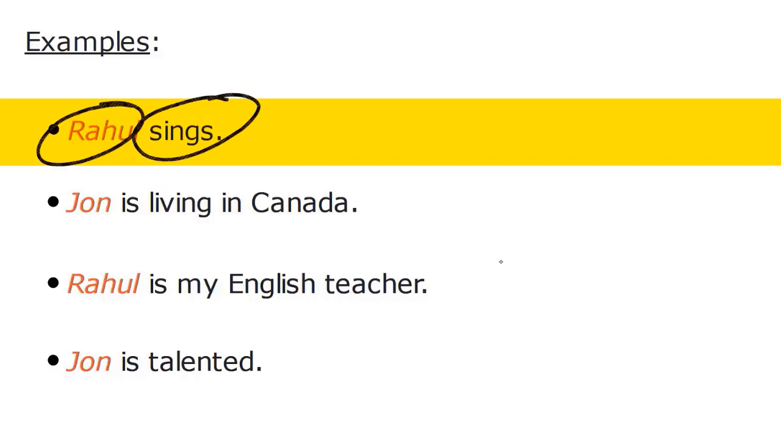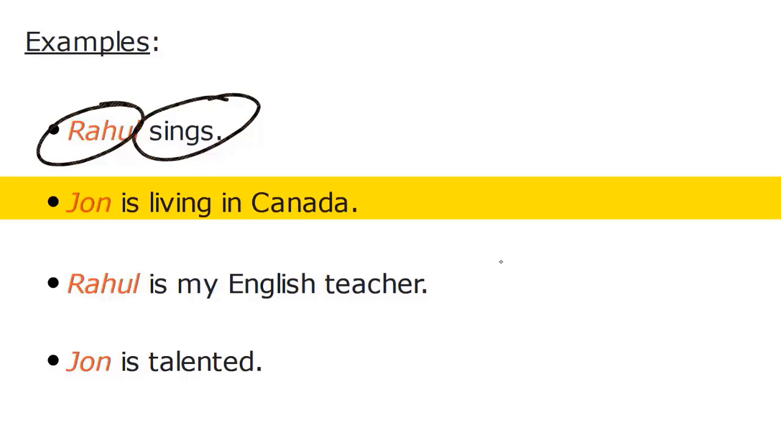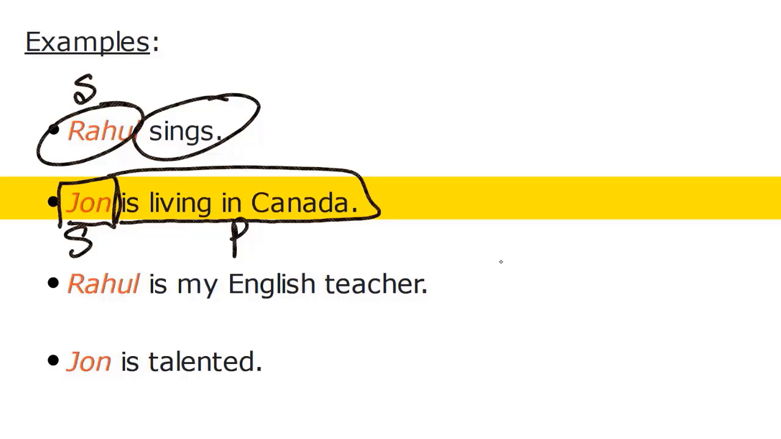Rahul performs this action. Second example, John is living in Canada. So here, John is doing something, not really physical, but he's performing an action, which is living. So John is the subject of the sentence and is living in Canada is your predicate. In the first example, Rahul is the subject and sings is the predicate.